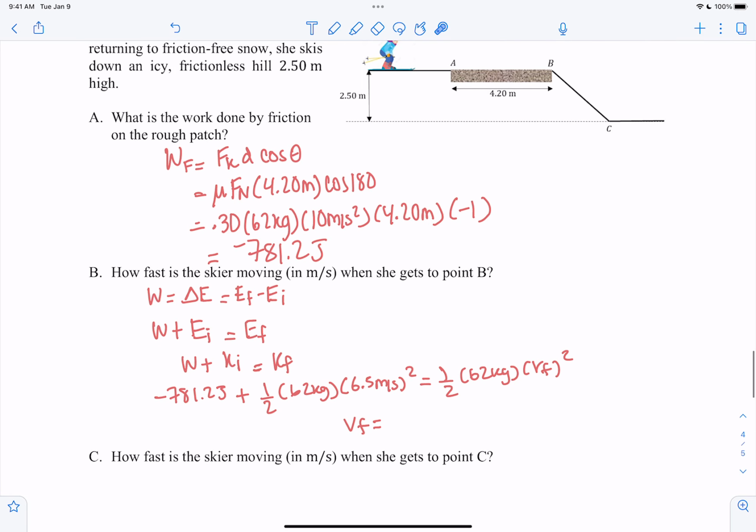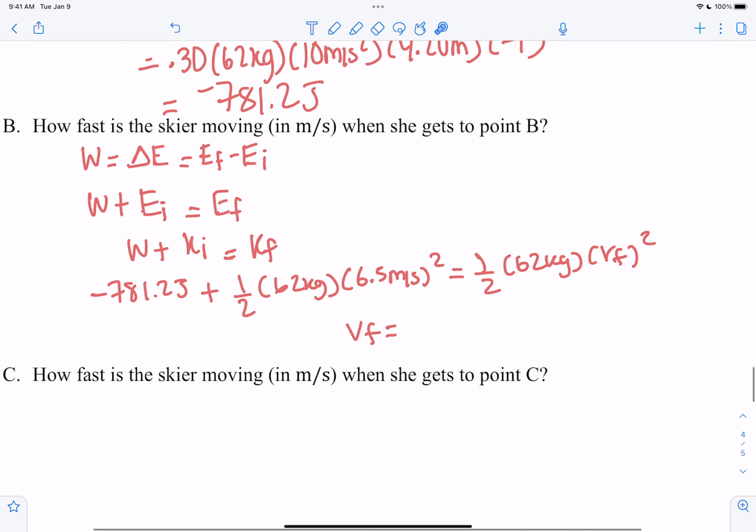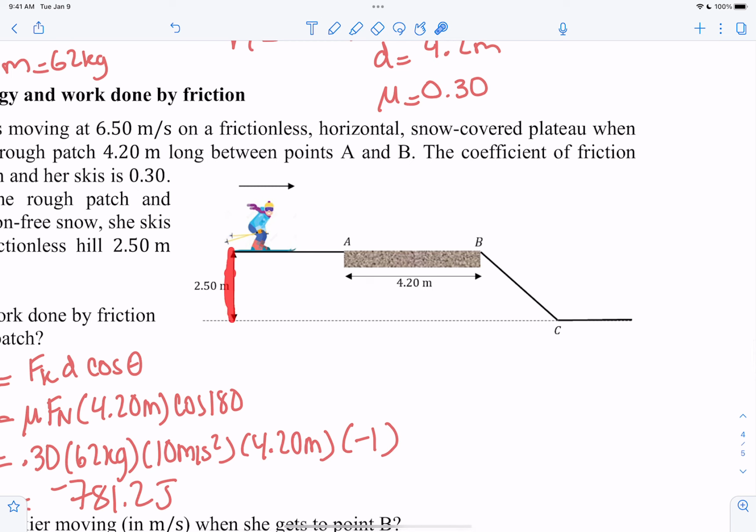Because we said that work is equal to the change in energy. That's equal to final minus initial energy. Work plus initial is equal to final. So our initial energy, we're at a specific height and we're moving, so there's kinetic and there's gravitational potential. Due to this rough patch, there's going to be a change from the initial to the final kinetic energy. However, since you're here to here, you're still at that same height, your change in gravitational potential energy should be zero, right? Because you didn't change your height at all.